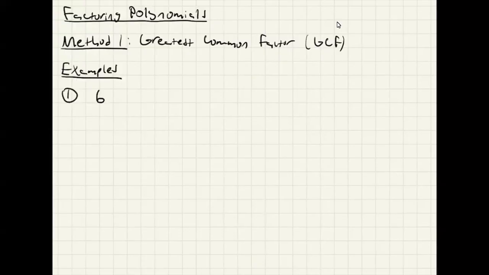So let's look at example 1. We'll look at 6x cubed plus 45x squared plus 21x. Here we're going to look for things that each of the three terms, 6x cubed, 45x squared, and 21x, what do they all have in common? Well, the first thing that I noticed they all have in common is they all have an x in them. So we could factor out an x for sure.